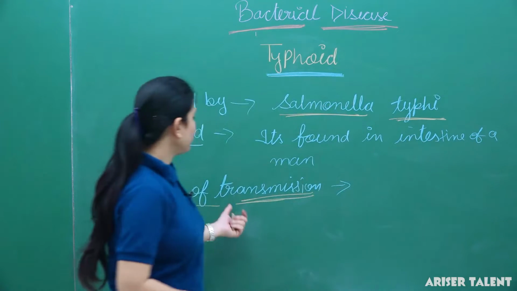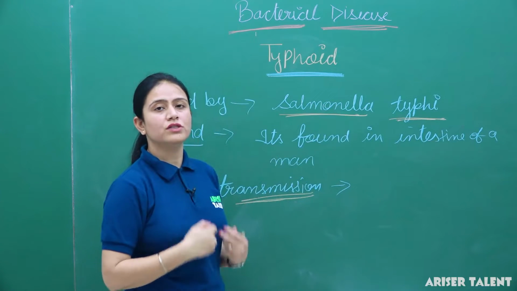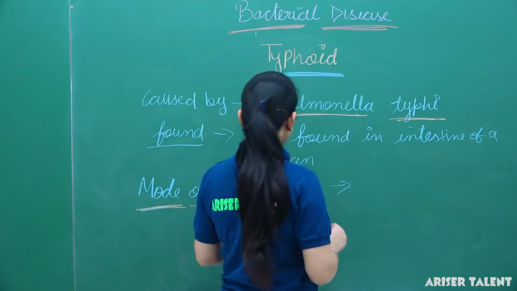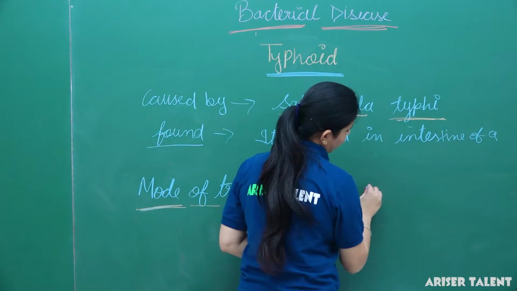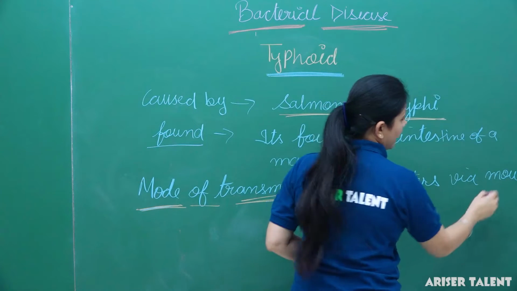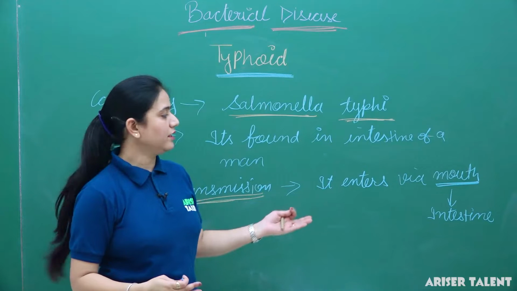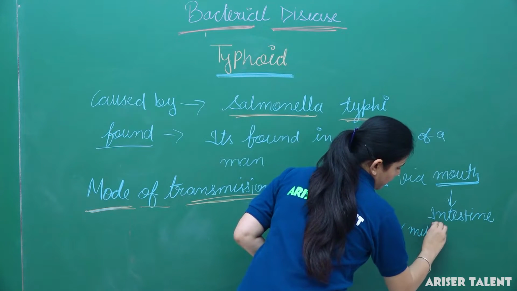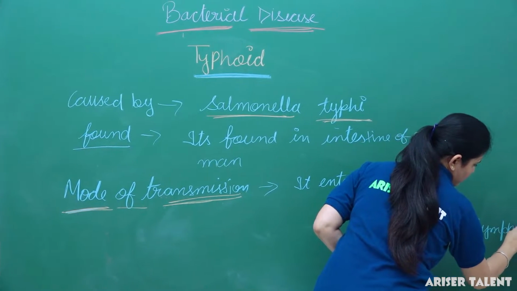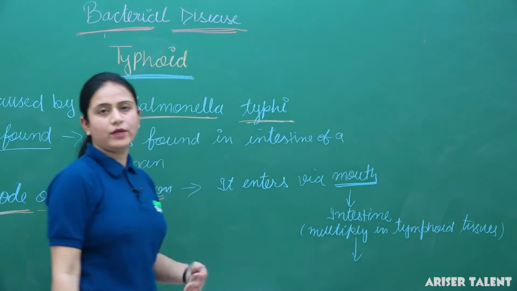So, the mode of transmission: when we take that contaminated food and water, it enters our mouth, and from the mouth it goes to the intestine. There it multiplies in the lymphoid tissues, and then finally it is excreted with the feces. So the mode of transmission is the mouth, meaning it enters via the mouth, then it goes to the intestine, and in the intestine it multiplies in the lymphoid tissues, and then finally it is excreted with feces.